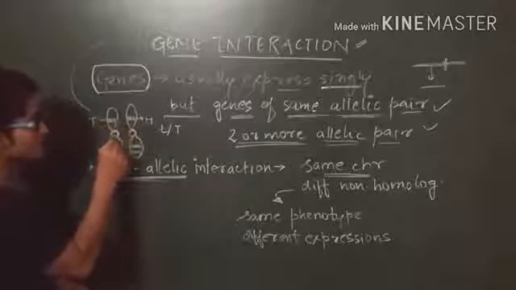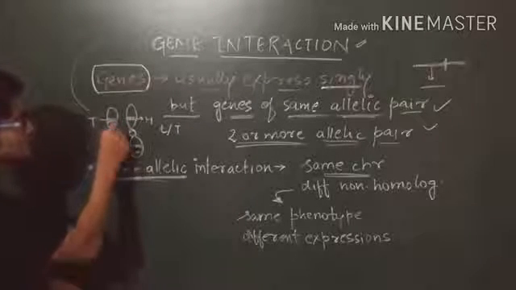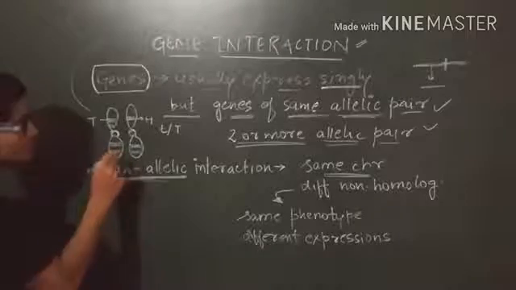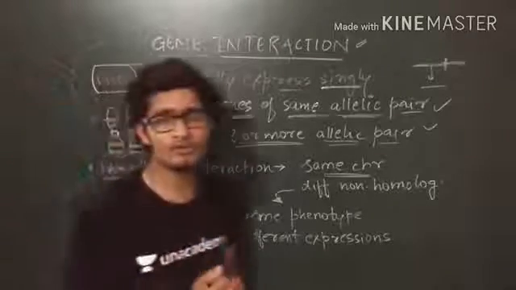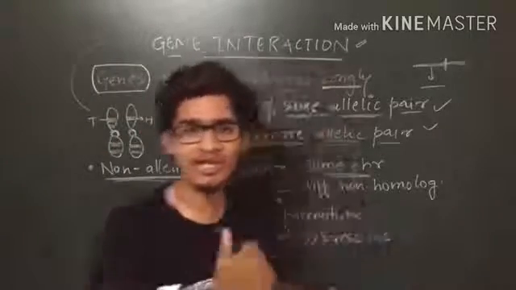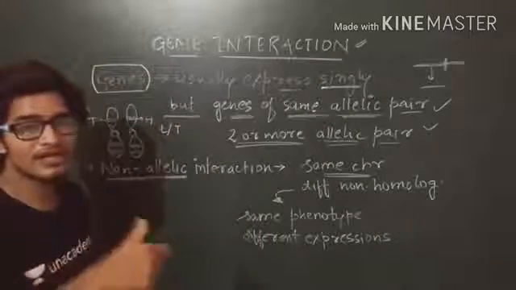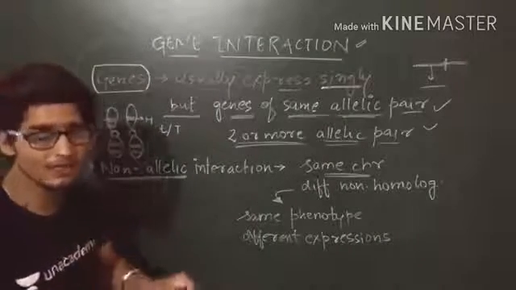It means that if this is the gene, this is going to be the second gene, this is going to be the third one, this is going to be the fourth one. अगर सेम ही क्रोमोसोम पर है तो वो होमोलोगस लोकस कभी शेयर कर ही नहीं सकते. ओके, और इस तरीके से वो एक दूसरे के एलीलिक पेयर्स नहीं होंगे.